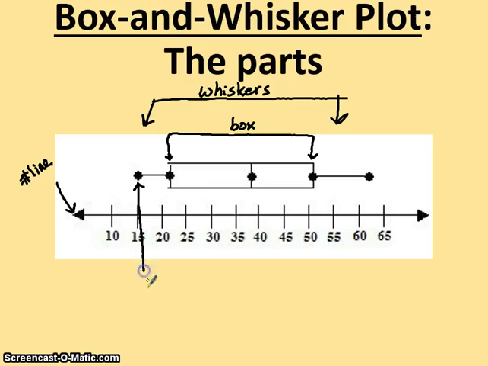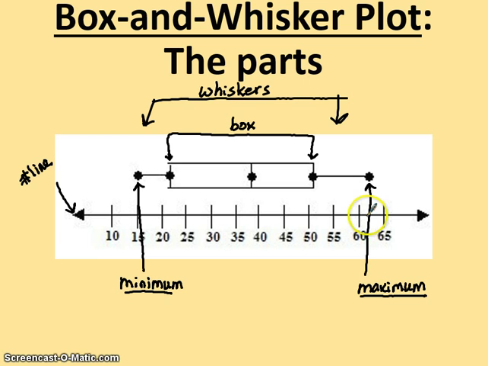The first dot is the minimum value in your data set. In other words, what is the smallest number that anyone or anything was represented by? So in this case, the minimum would be the value 15. This was the smallest value. The opposite is called the maximum. The maximum is the greatest value in the data set. Notice the maximum does not have to be the highest number on your number line. This may actually be 62 or 63, but our number line goes up to 65 because it has to count consistently.